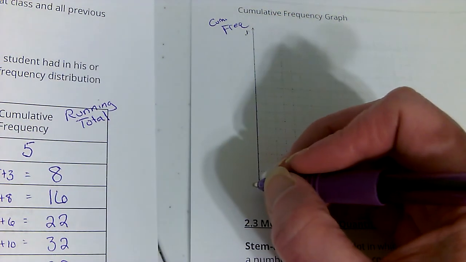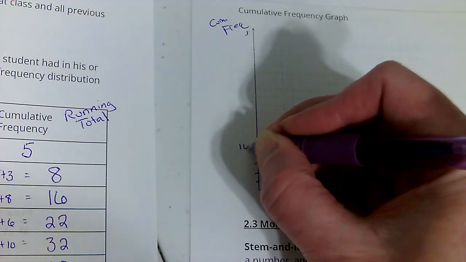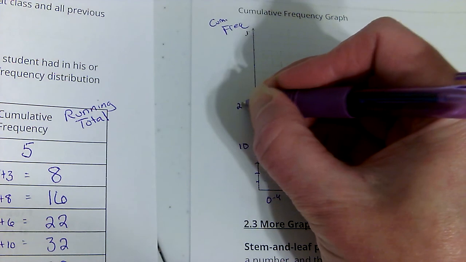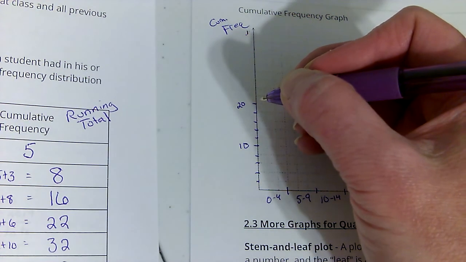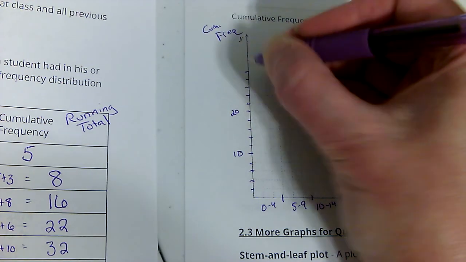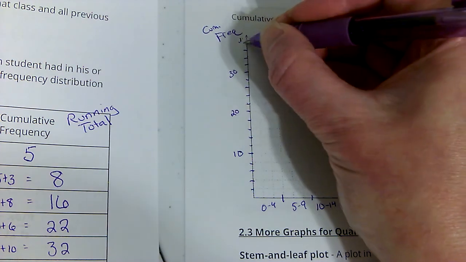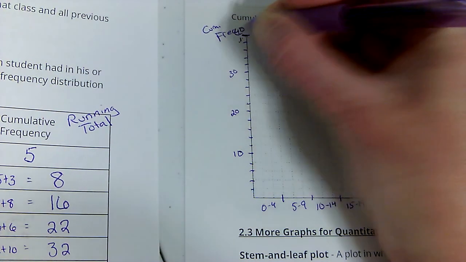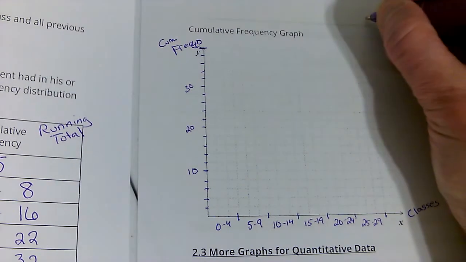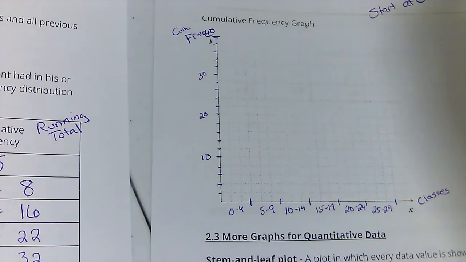And to get all the way to 39, I might have to count by 2s again. So 2, 4, 6, 8, 10, 12, 14, 16, 18, 20, 22, 24, 26, 28, 30, 32, 34, 36, 38, 40. I almost ran out of room. Okay, so when we start counting, we always start at 0.